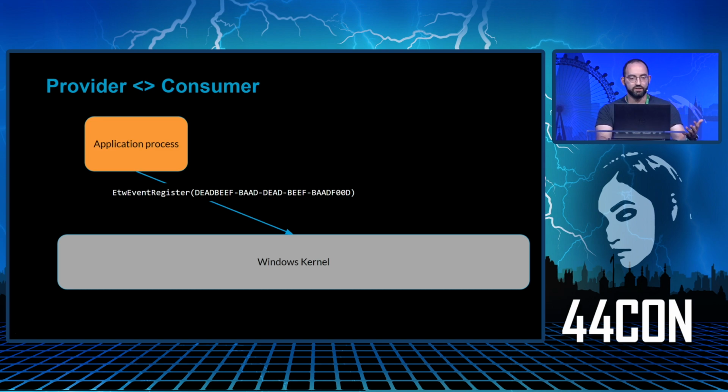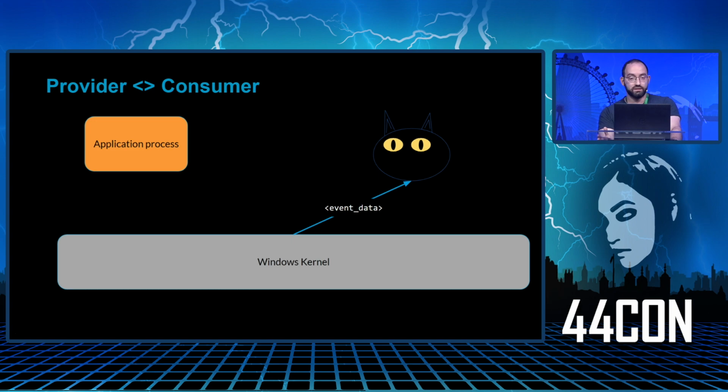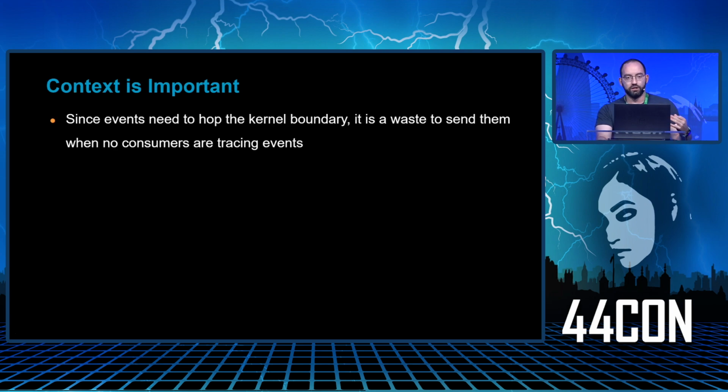If all parameters are correct, the kernel will return a handle that will identify that provider on subsequent calls, for example, when writing events. But since there are no consumers registered, event data is discarded and sent to the void. And we don't want that normally, because hopping the kernel boundary each and every time and also transferring a lot of data, which is the event data, is very wasteful when we just discard data.